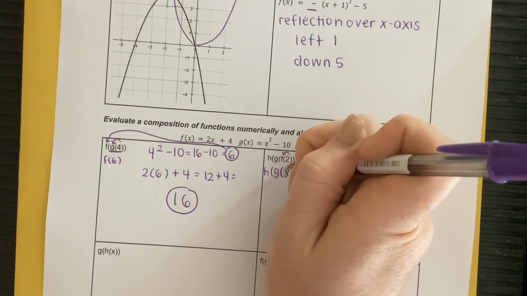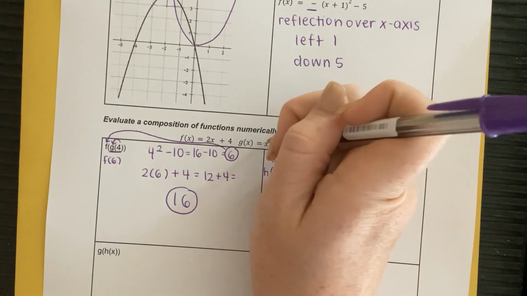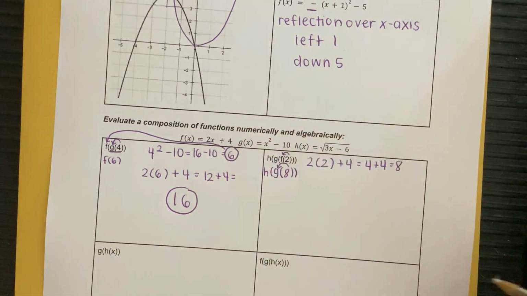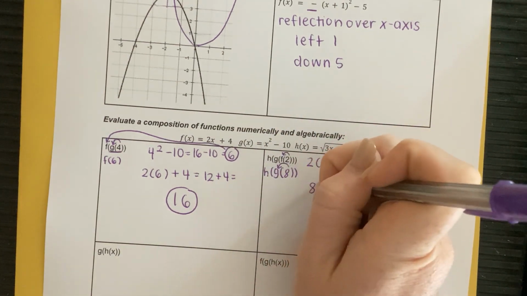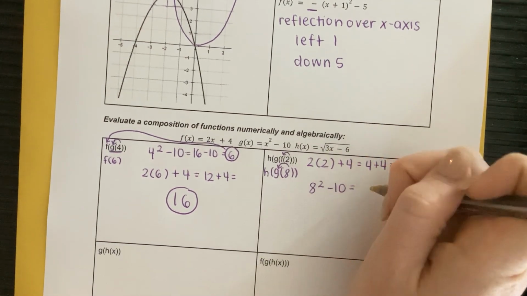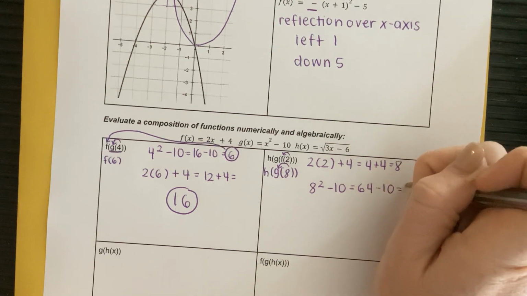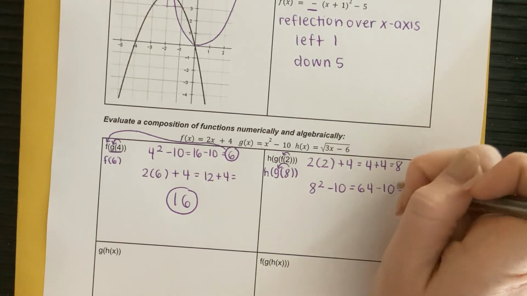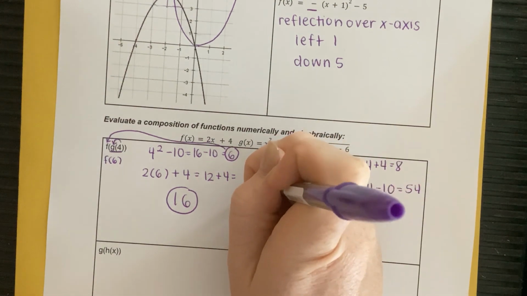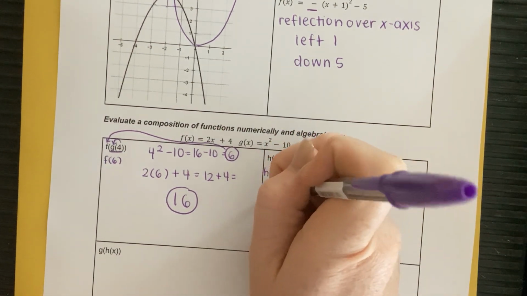So now follow that same rule. Now I'm taking 8 and I'm plugging it into g. So if you take 8 and plug it into g, we're plugging it in right here. So we're going to have 8 squared minus 10. Well, 8 squared is 64. 64 minus 10 would give us 54. And that's our next answer. So now let's rewrite again. So now we're asking for h of 54.